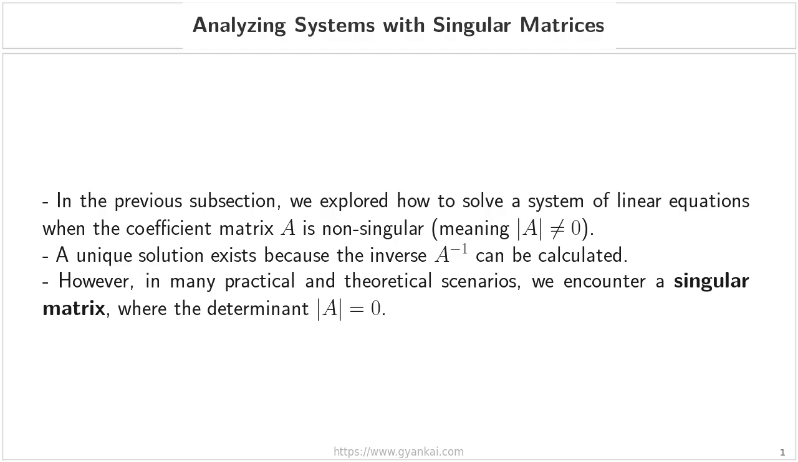However, as we move into today's topic, we need to prepare for more complex scenarios. In many practical and theoretical applications, we encounter what we call a singular matrix. This is a special case where the determinant of A, or |A|, is exactly equal to 0. As we will see in the next few slides, when this happens, the standard method of using an inverse fails, and we have to use a different diagnostic approach to understand what is happening with our system of equations.